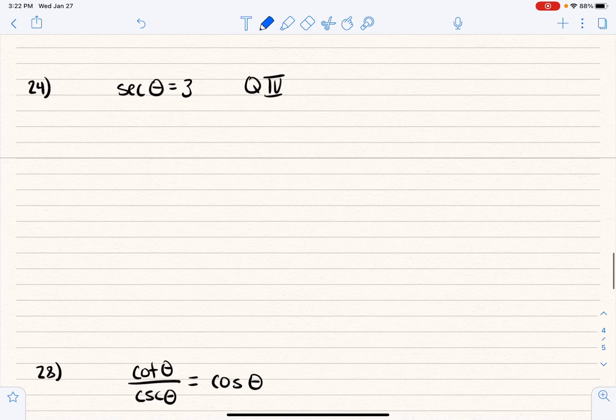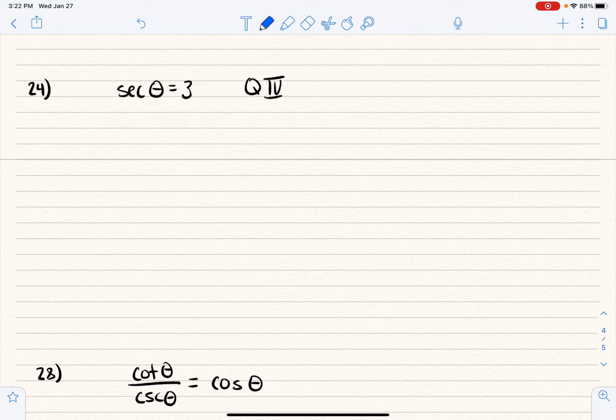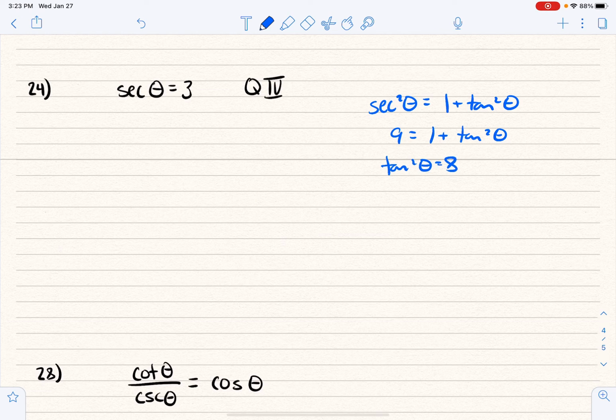Okay, almost done. Secant theta is 3, quadrant 4. Secant theta is 3. All sorts of different ways of doing this. I'm just going to do it the same way a student in one of my classes did. They looked at it and they saw it like this. Secant theta is 3. Well, square that, you get 9 is equal to 1 plus tangent squared theta. Subtract the 1, and that would mean that tangent squared theta is equal to 8. So therefore, tangent theta is equal to plus or minus square root of 8. In quadrant 4, tangent theta is negative. So tangent theta is equal to negative square root of 8.